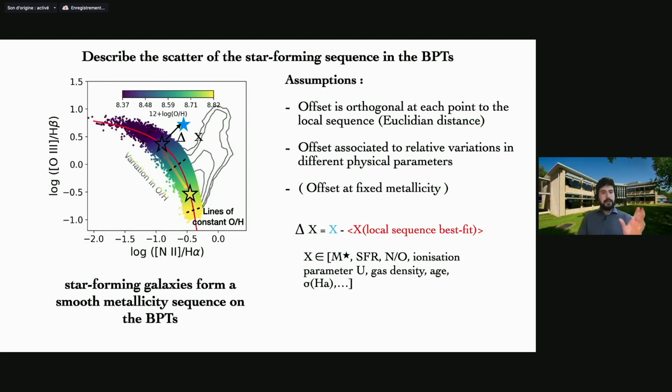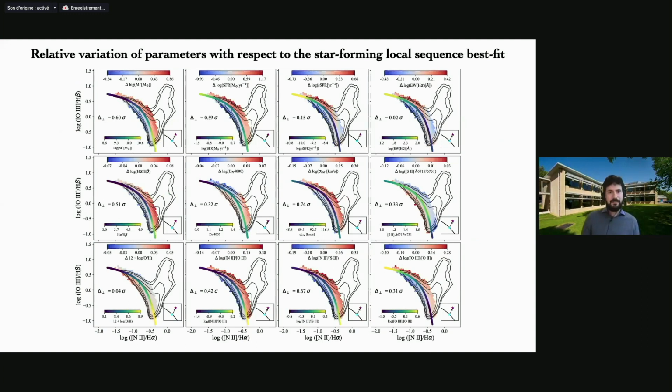So the idea is that we are considering each galaxy to be offset from the median sequence following a purely orthogonal offset, so basically computing the Euclidean distance within the diagram. Again, as I said, the offset is associated with relative variations in different physical parameters, and the offset is at first order occurring at fixed metallicity. And here I'm just showing the same plot as before, but galaxies are not color-coded anymore by the absolute values in each of the parameters, but by the relative variation in each of the parameters compared to galaxies lying on the closest point along the median sequence of star-forming galaxies in the diagram.